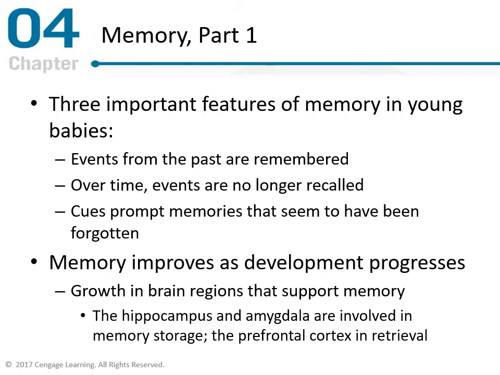So just remembering, memory improves rapidly. We recall more and remember longer because the growth of the brain regions responsible for memory continues as we age, and they definitely aren't even mature until about 20 to 24 months in the hippocampus, which is the storage area. So let's look at some types of memory as we continue.